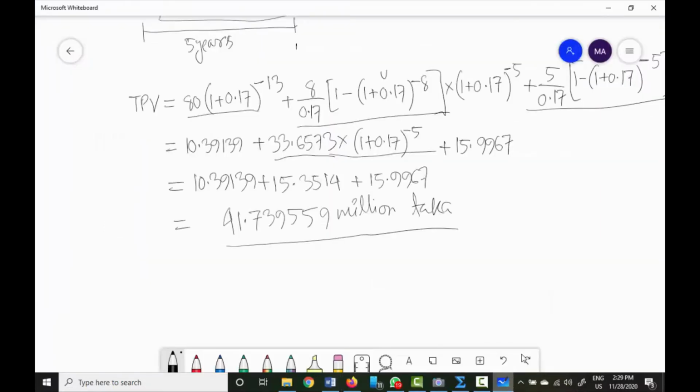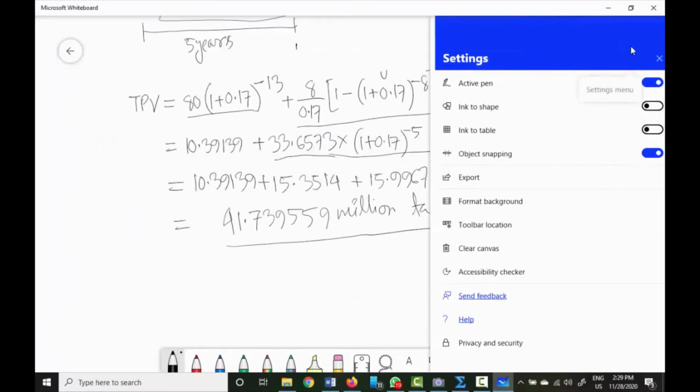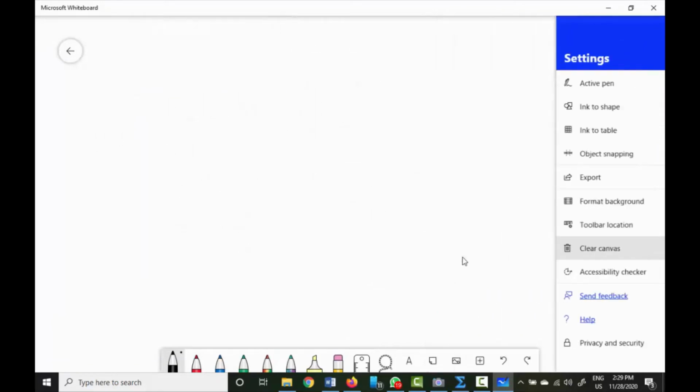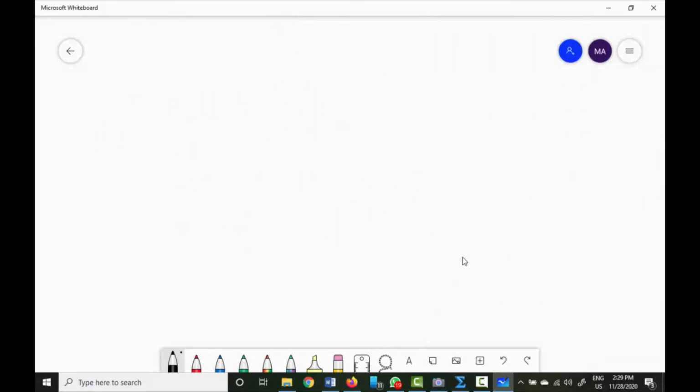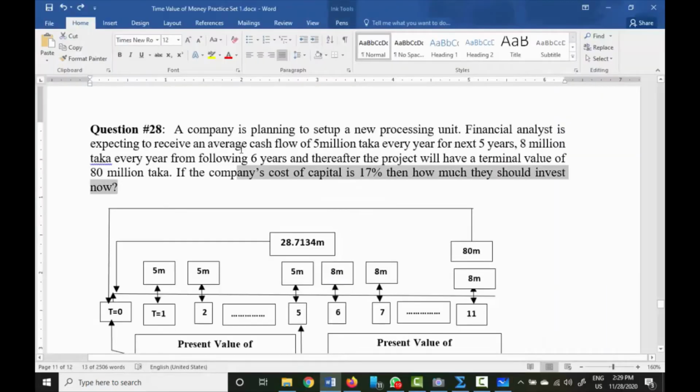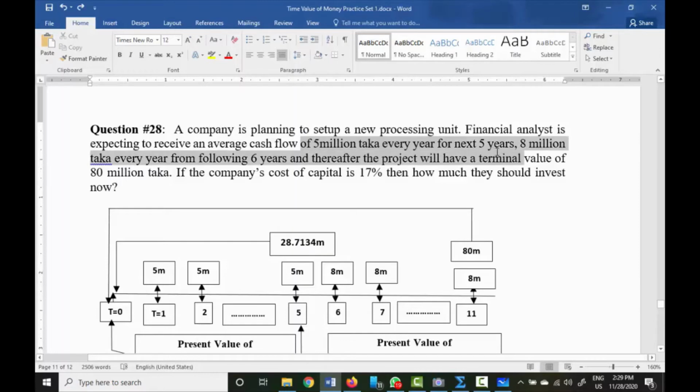So let us put it on the time diagram, right? So here this is the time diagram. Today is period 0. So the question said that from this project we will get 5 million taka every year for the next 5 years.